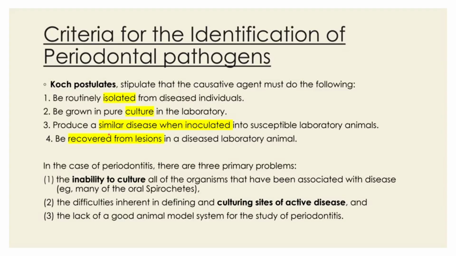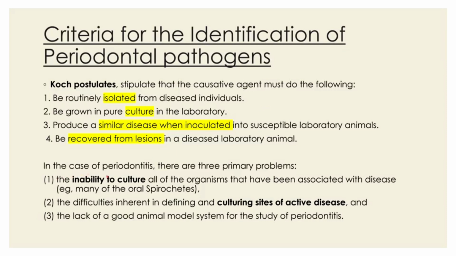It should produce a similar disease when inoculated into susceptible laboratory animals. It should be recovered from lesions in a diseased laboratory animal. These four points are important. You have to note them down. Koch's postulates can come as a very short answer question in your university exams.